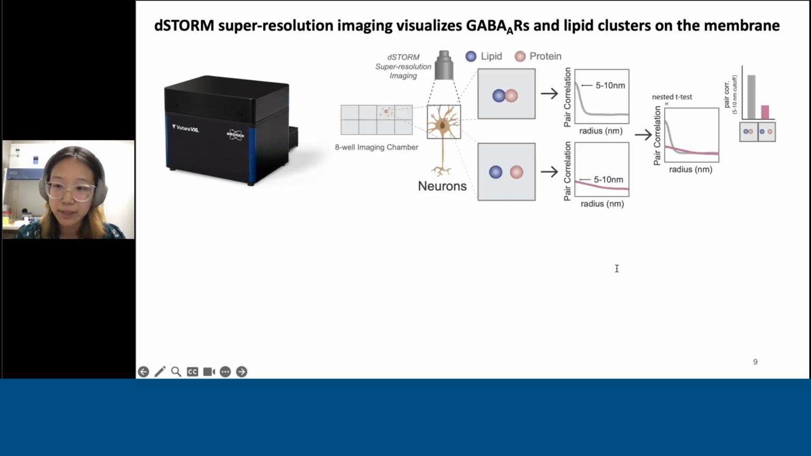And for our experiment, the cells were first cultured in an imaging chamber, and to probe the localization of specific lipids and proteins, the cells were fixed and labeled with antibodies or fluorescent proteins. The association between the two probes was then quantified using cross-pair correlation analysis, which generates a pair correlation curve, shown here, with the x-axis being the distance between two probes, and the y-axis being the likelihood of their co-localization at that distance.